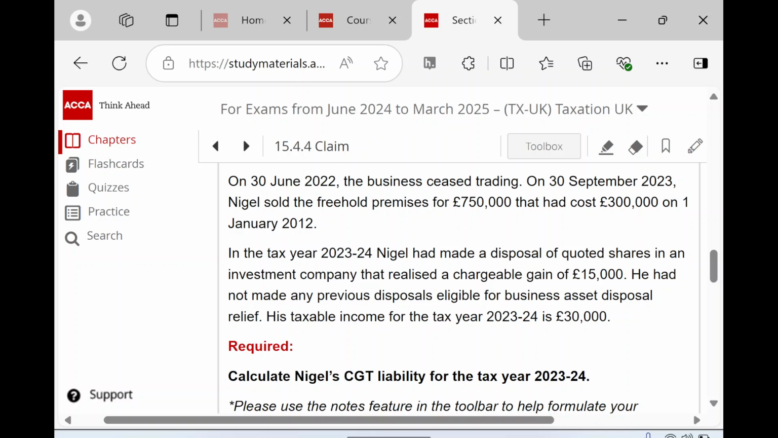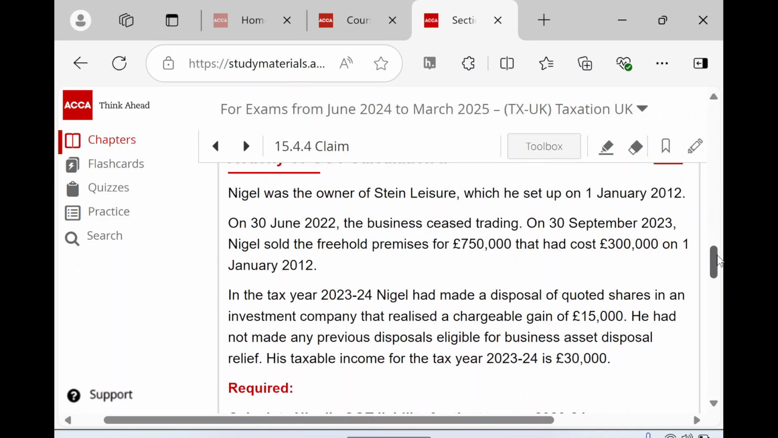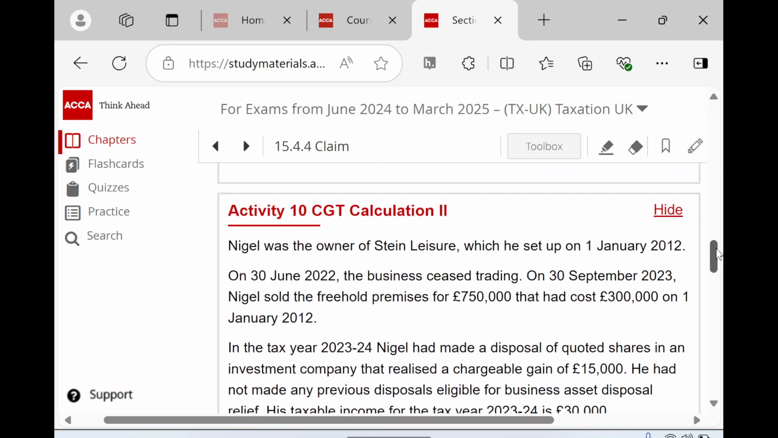In other words, I know that BADR qualifying assets attract that low rate, don't they? That 10%. But I'm just wondering, what would this attract? What would this 15,000 attract? I think that's the crux of this question, okay? And what we'll see is the correct approach is to use separate columns, okay?